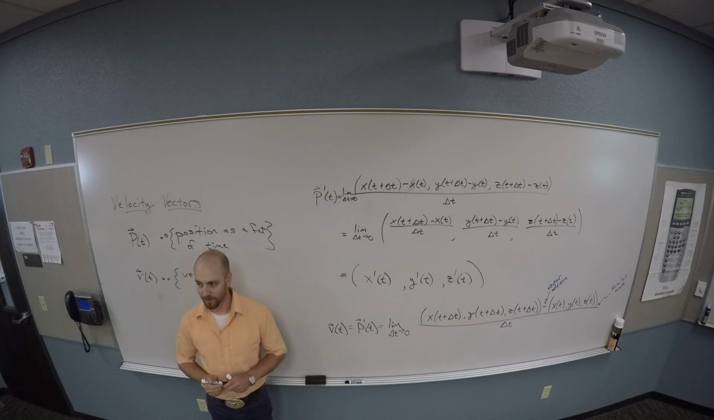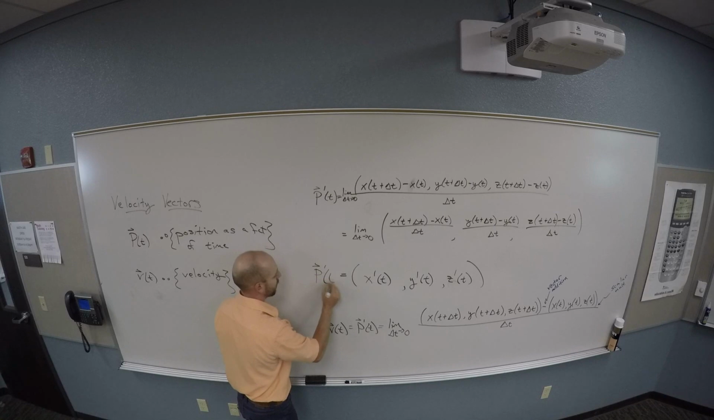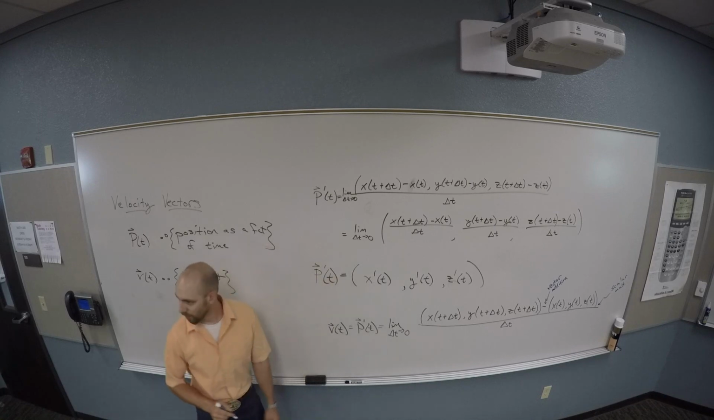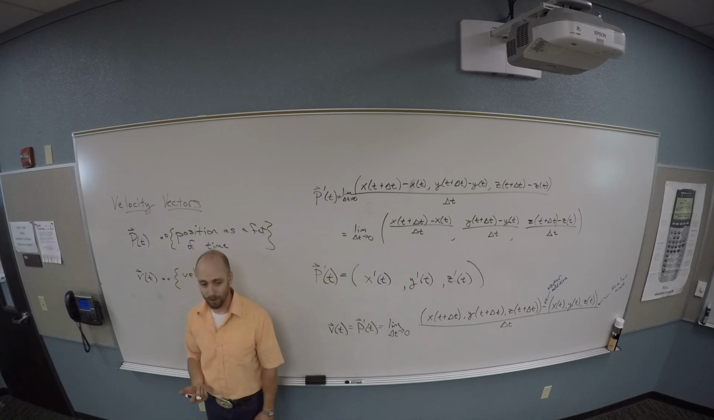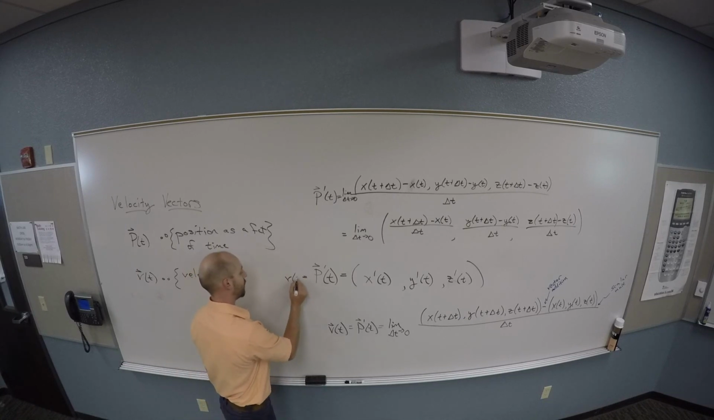Cool? So if you want to differentiate a vector valued function, or a parameterization, how do you differentiate? Just do the derivative of each piece. So here's your velocity vector, v of t.